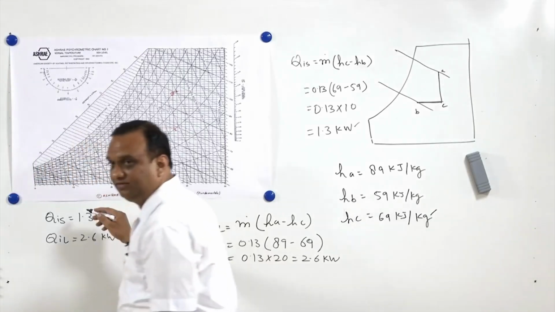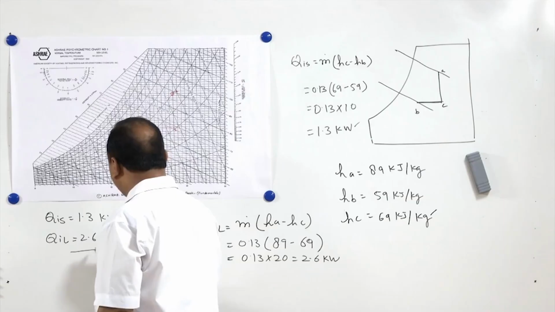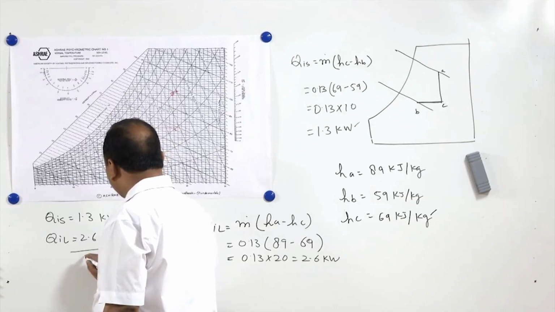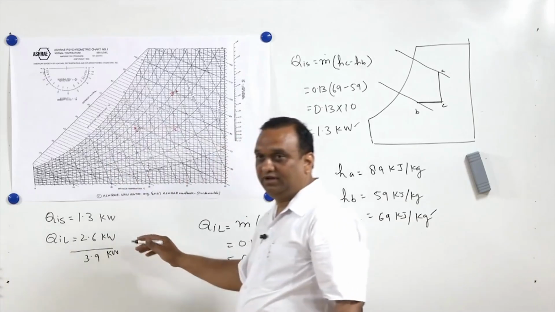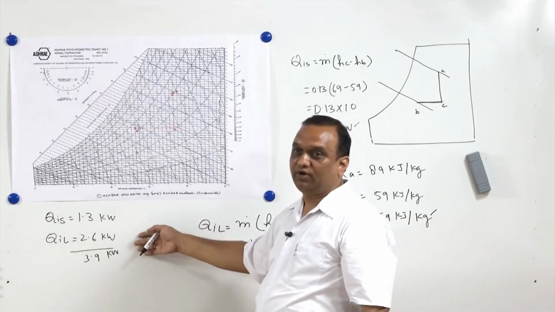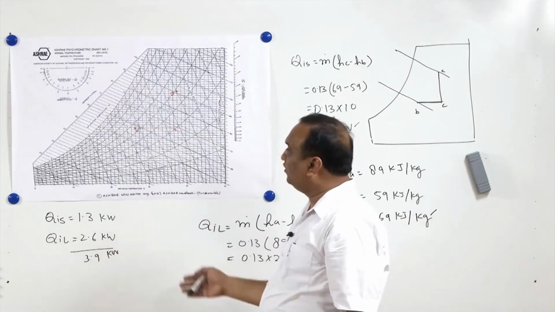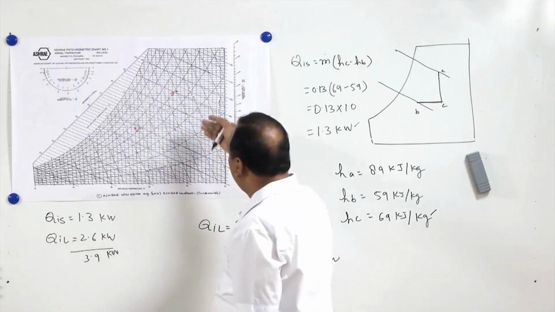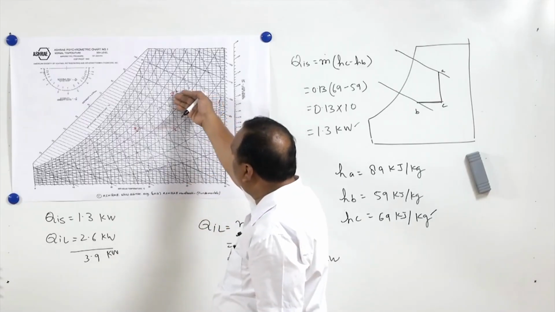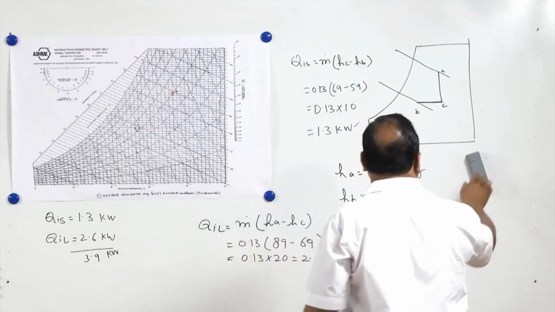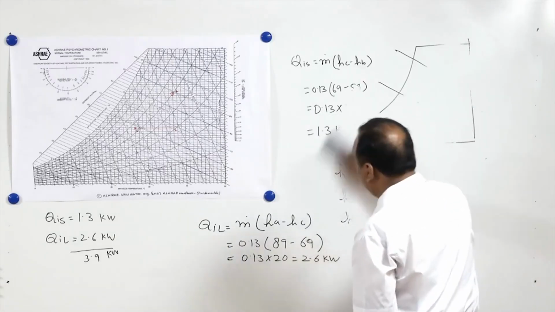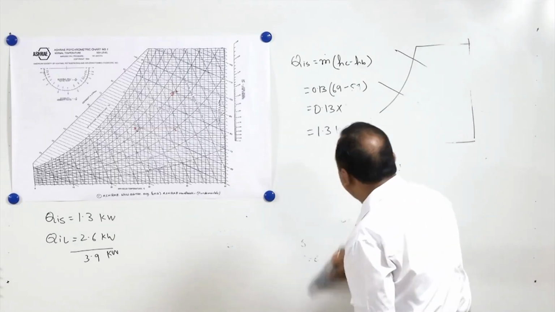If you look at this, the total heat coming into the room is 3.9 kilowatts through infiltration. It is almost 1 ton of cooling required for this alone. So 1 ton of cooling will be required for cooling the infiltration air from this point to this point. Now we will make a table for sensible heat and latent heat.